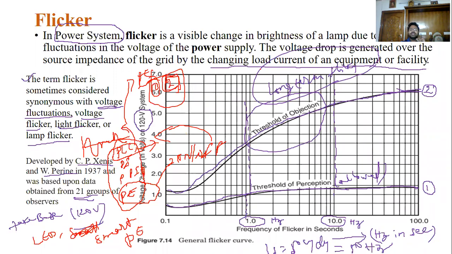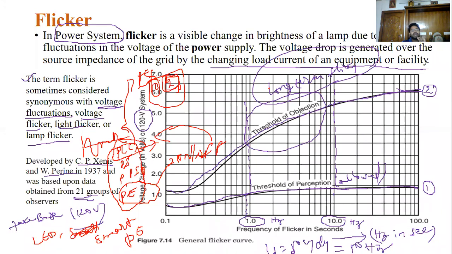So what are these sudden changes in the load? How does this sudden load change? You can assume that there is a sudden on and off of the load. Because of the sudden on and off of the load, there is a sudden variation in the voltage levels. That is one case, but that is not the primary cause of these flickers.